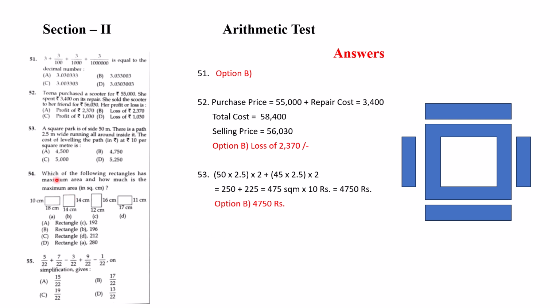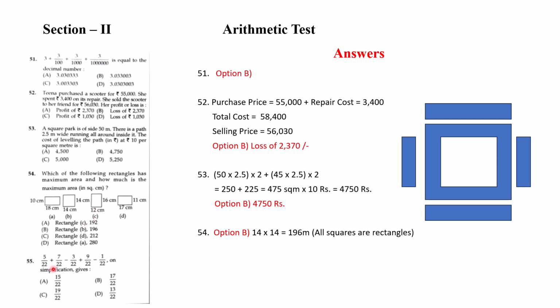Now coming to 54, which of the following rectangles has maximum area and how much is the maximum area? This is very simple. Again, we just need to multiply these numbers and check which of these four is the largest number. Now students might get confused: this is a square, how can it be the correct answer? Remember that all squares are also rectangles. Therefore, even if it is a square, that is also a rectangle. Therefore, the correct answer in this case would be option B. 14 into 14 would give us 196.